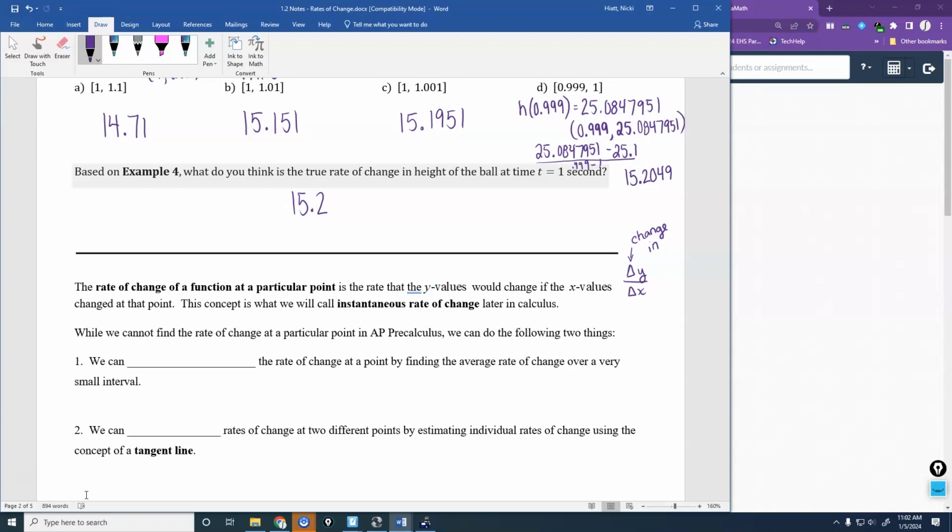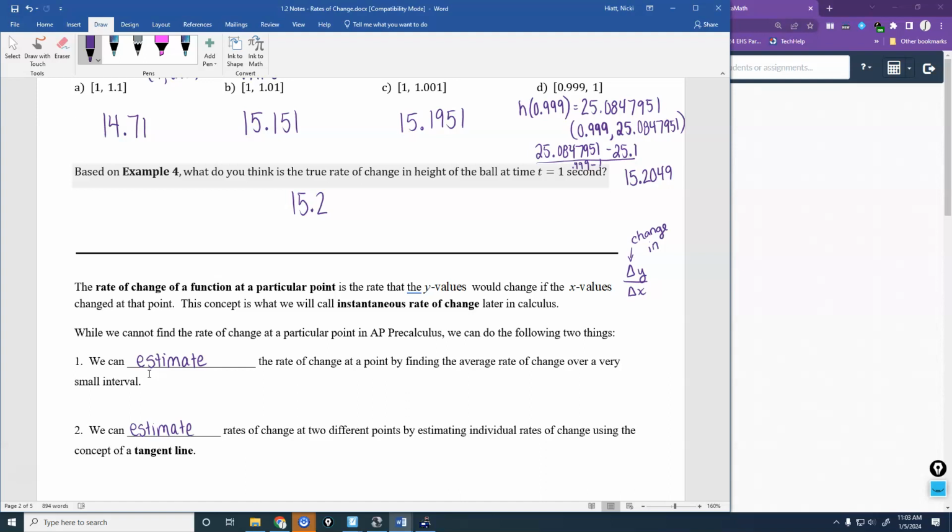This concept, later in calculus, we're going to call the instantaneous rate of change. At this point we cannot find the instantaneous rate of change, but we can estimate the rate of change at a point by finding the average rate of change over a very small interval that's close to that point. We also can estimate rates of change at points by estimating individual rates of change given the concept of a tangent line.